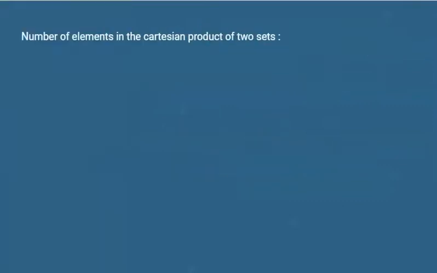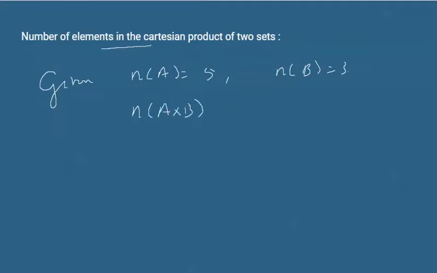Now, for example, let us take the number of elements in the Cartesian product of two sets. Given n of A is equal to 5 and n of B is equal to 3, how many elements will be there in A cross B? It is very simple. n of A cross B is equal to n of A into n of B, which is equal to 5 into 3, which is 15.